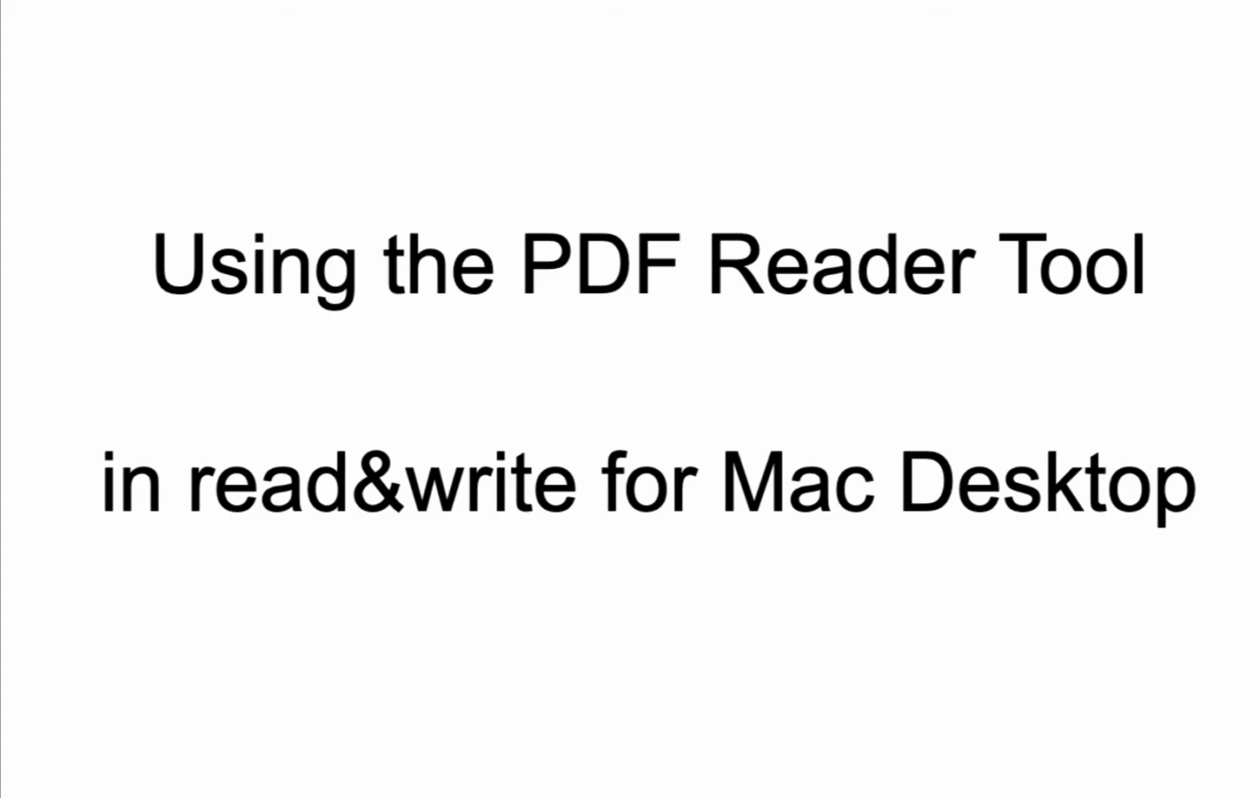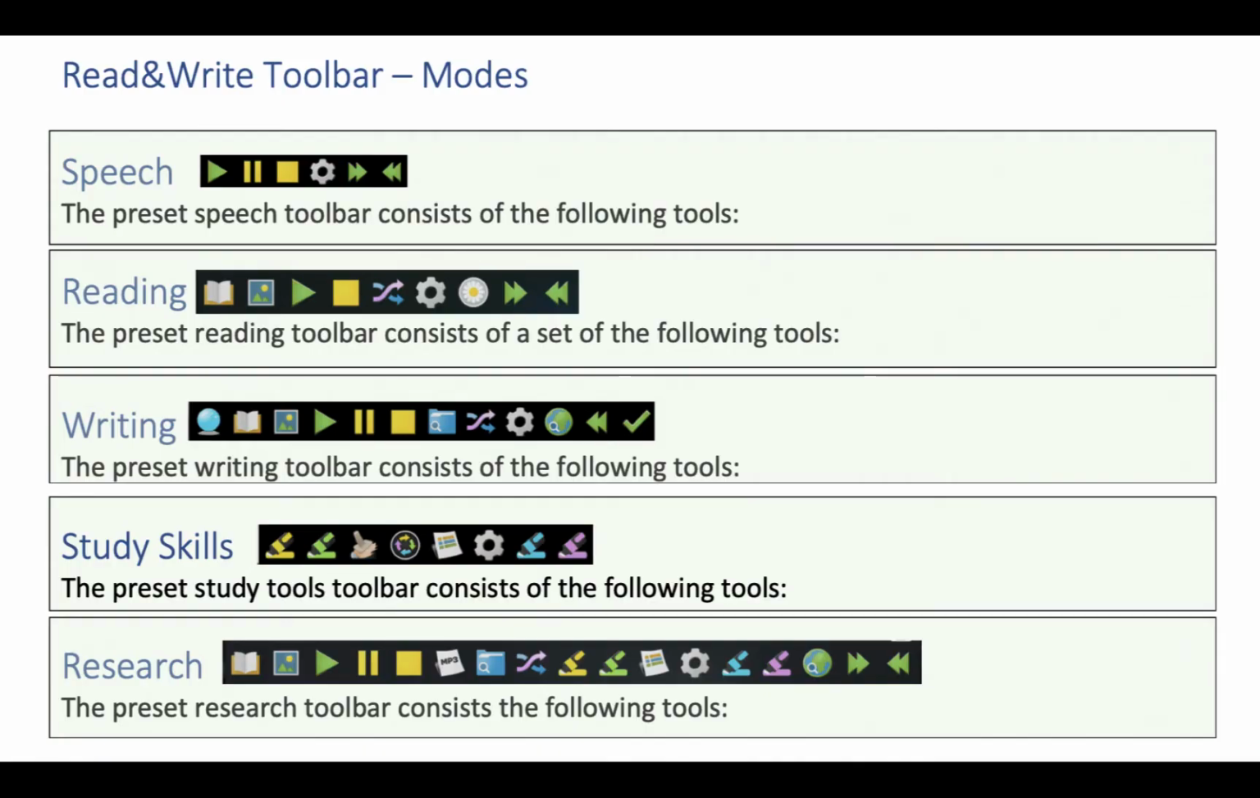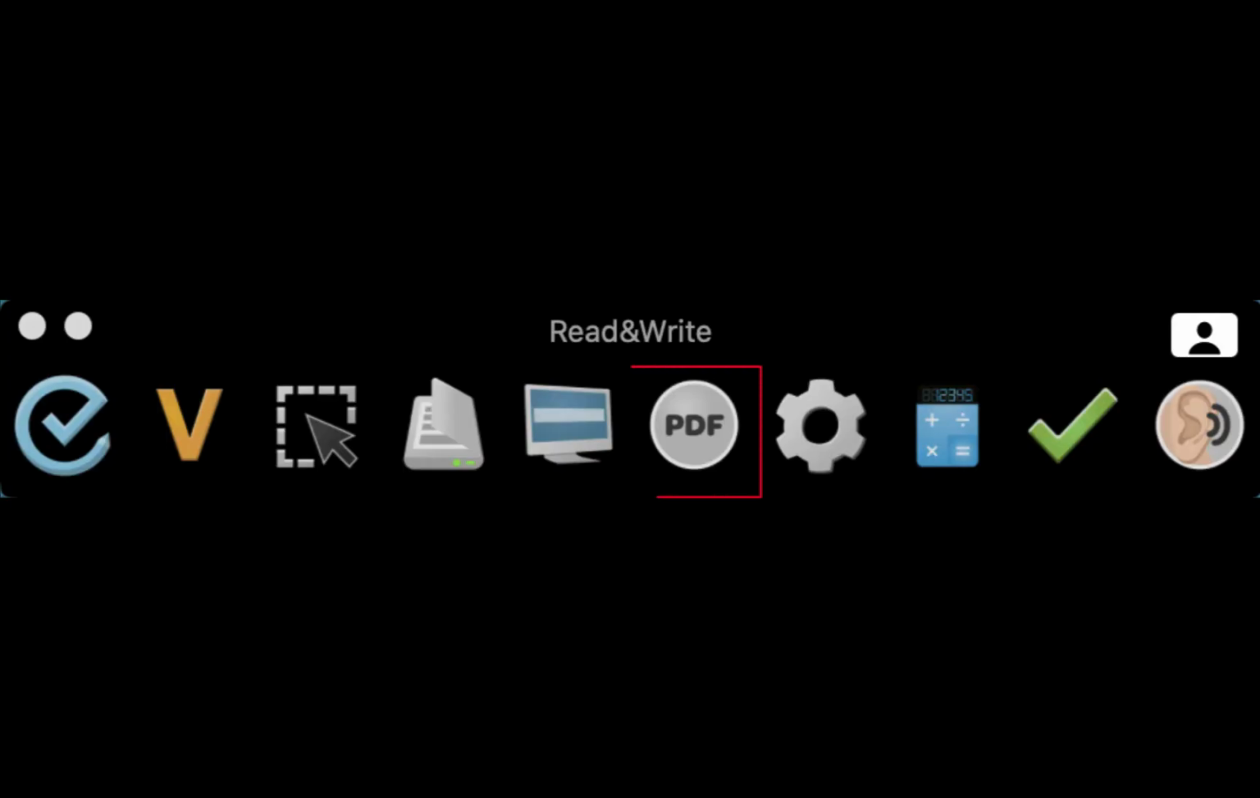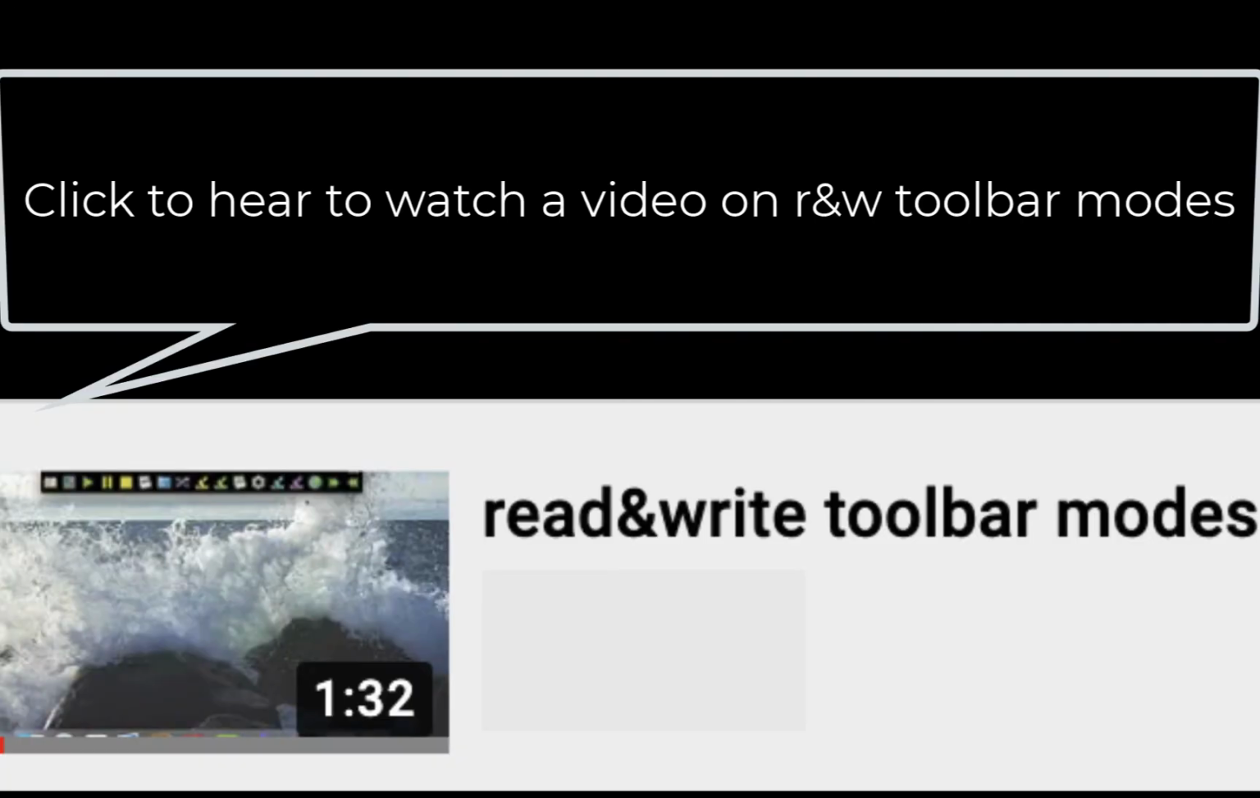This video will describe how to use the PDF reader in Read and Write for the Mac desktop. This tool is used to read PDF documents, as Read and Write is not compatible with PDF applications. The PDF reader is not found on any of the pre-assigned toolbars, but can be placed on the user-defined toolbar. Refer to the Toolbar Modes video to learn how to customize a user-defined toolbar.